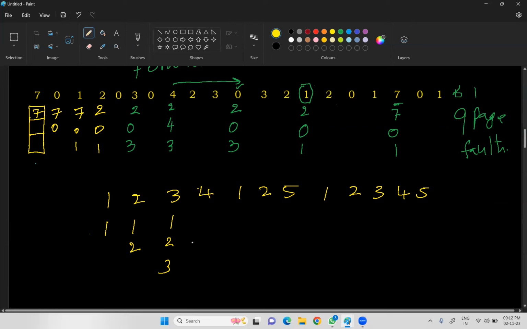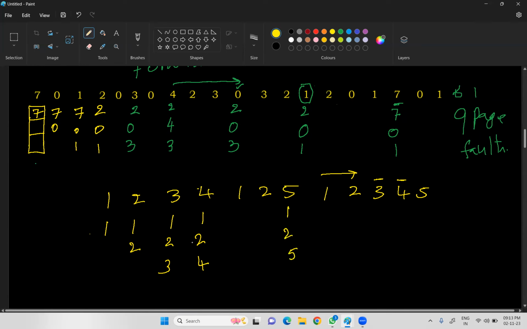Now the frames hold 1, 2, 3. Out of 1, 2, 3, which one is going to be replaced? 3 will be replaced by 4, because 3 is used after a very long time. So now 1, 2, 4. 1 is available, 2 is available. Now 5 replaces which page? 4 is needed after a very long time in the forward direction in future. So therefore 1, 2, 5.